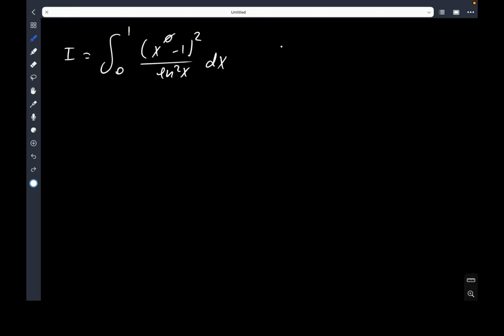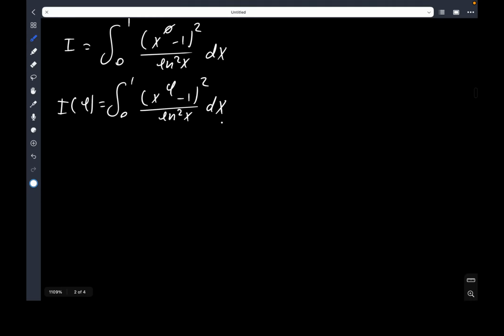So, there is an easy way to solve this integral with differentiation under the integral sign, aka Feynman's trick of integration. We already have a constant parameter here, and I'm going to define this function I of phi to be equal to the integral from 0 to 1 of (x to the phi minus 1) squared over ln squared x dx.